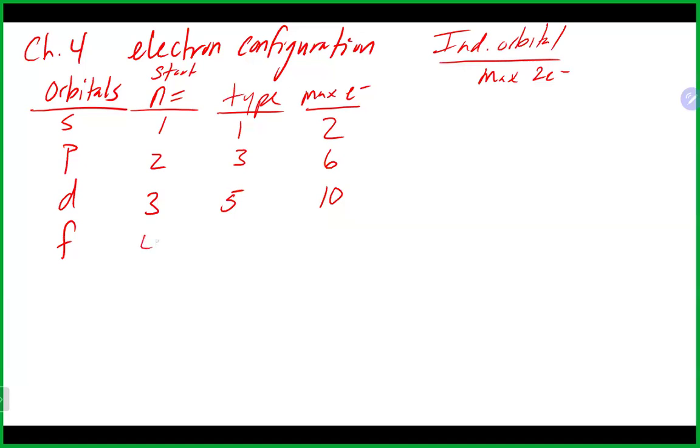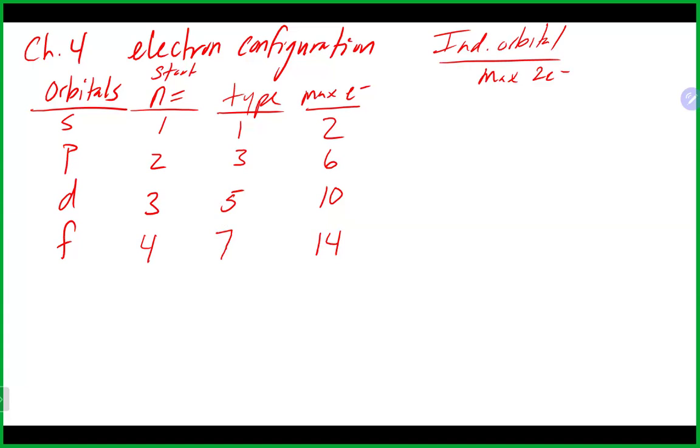And lastly, on the fourth energy level, that is where we first start to see the f orbitals appear. And there's actually 7 different types of f orbitals. And once again, since each one could hold 2 electrons, that means if you maxed out that subshell, that would get you 14 electrons.